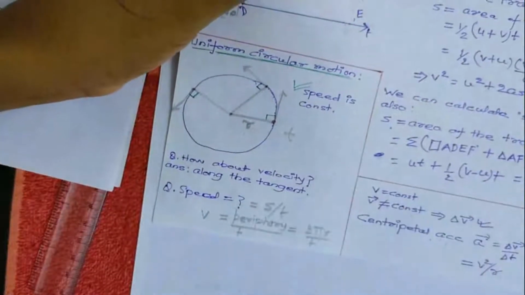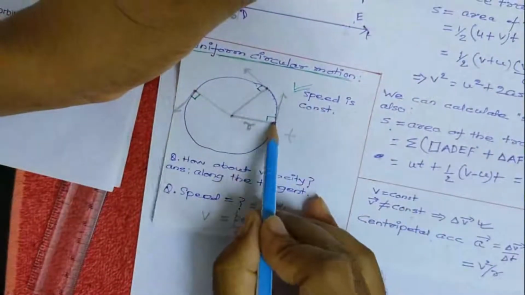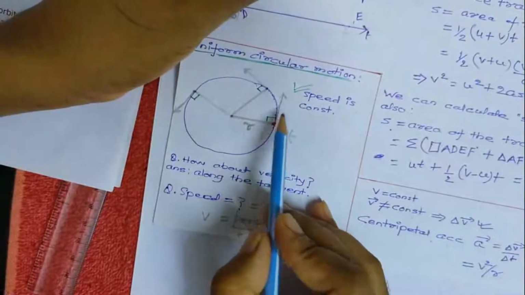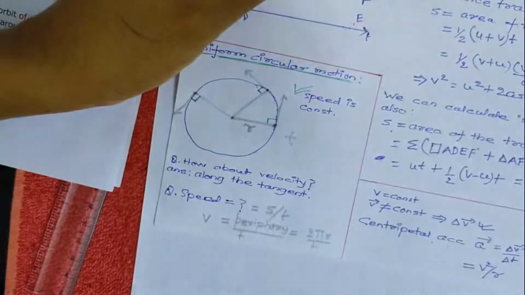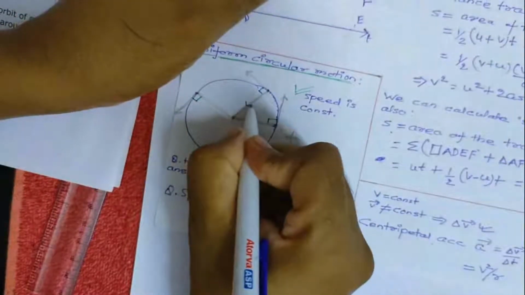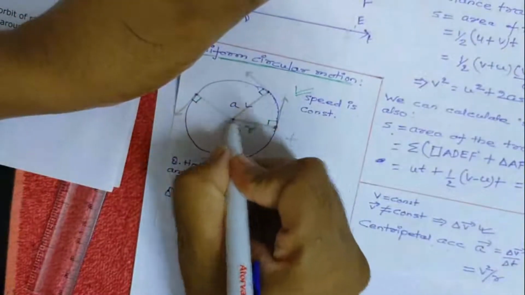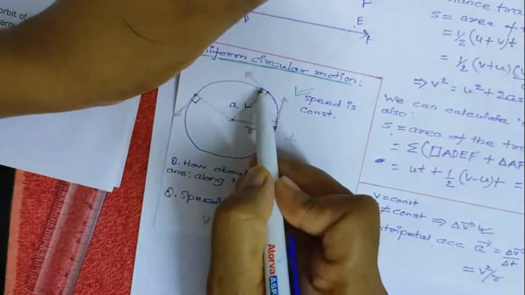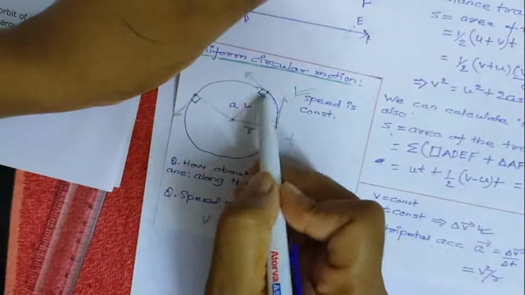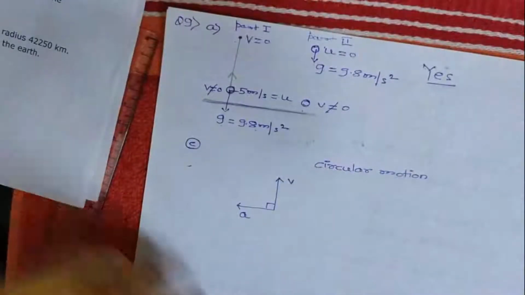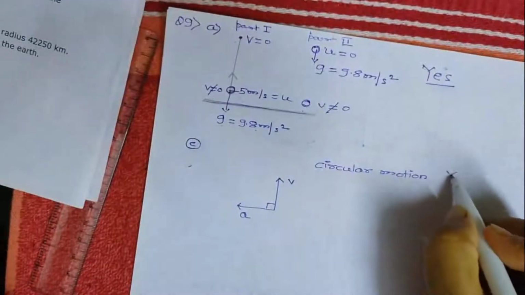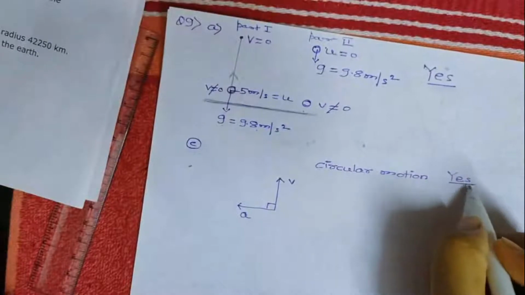What we have studied during uniform circular motion is that at every point of time the direction of the velocity is along the tangent, but acceleration keeps on acting towards the center, and there is an angle of 90 degrees. So acceleration is perpendicular to the direction of the velocity. So it is possible. So C is yes. The answer is yes, and you can give an example of circular motion.